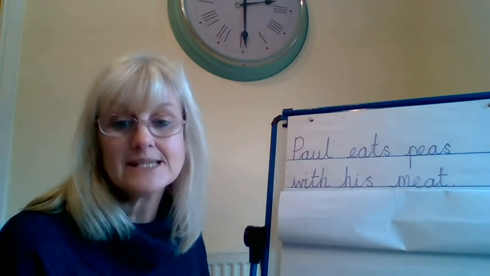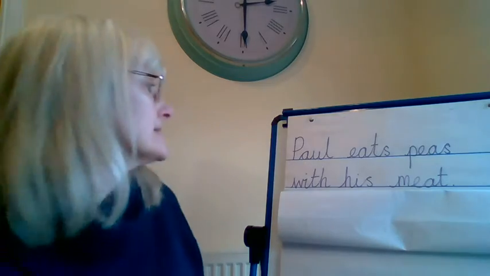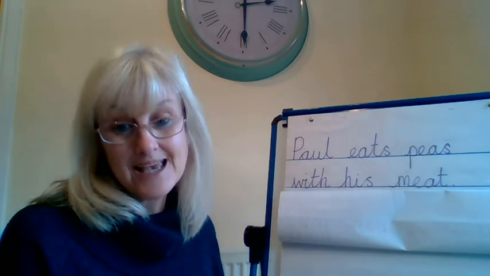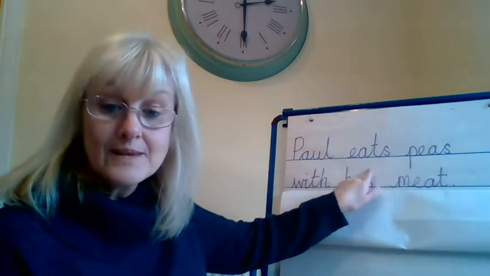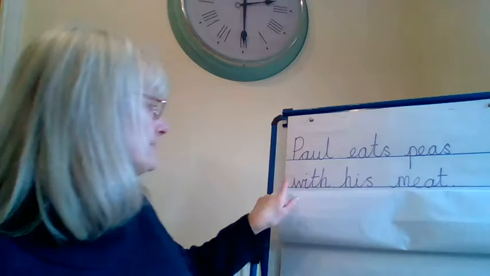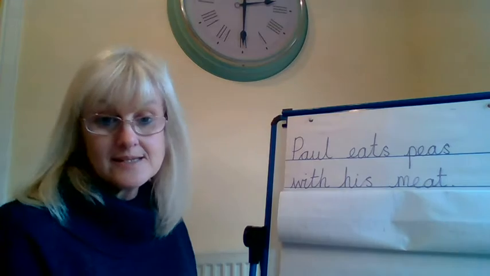So let's start, first of all, with our sentences. We're going to play a game called sentence substitution. We've played it in school already, and it's the sentence, and we'll see which words have got the E sound in them. Let's read it together first of all. Paul eats peas with his meat. Now, can you look at that sentence again and see how many of those words has the E spelling of E and A in it?